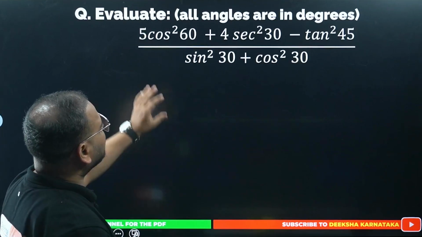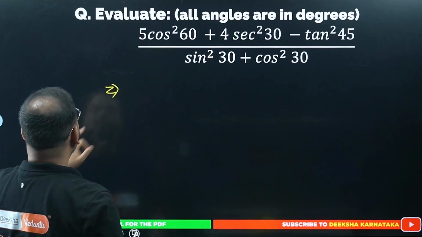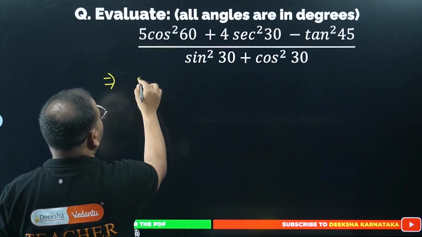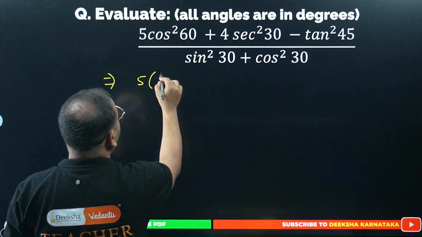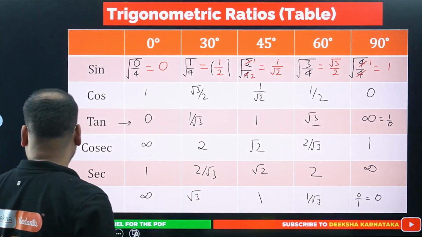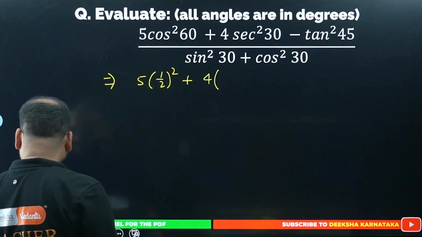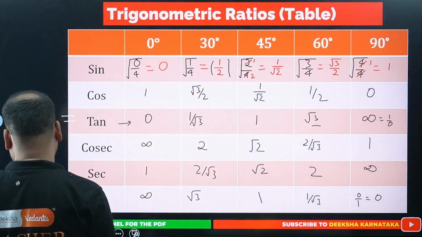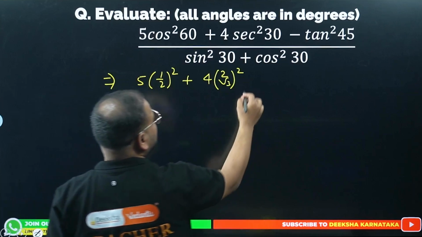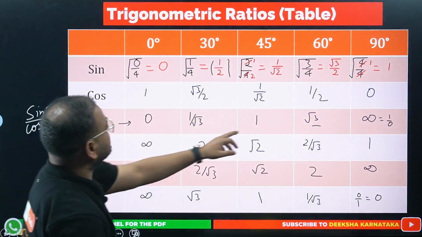5 cos square 60. What we're going to do now is put the values directly. I remember them, so I don't have to go back. If you don't remember, you have to use the table, so please keep the table with you for reference. So 5 times cos square 60. Cos 60 is 1 by 2, so 1 by 2 whole square. Check. Next, plus 4 times sec square 30. What is sec square 30? It is the reciprocal of cos square 30. Cos 30 is root 3 by 2, so 2 by root 3, whole square. Minus tan square 45, which is nothing but 1. Tan 45 is 1.